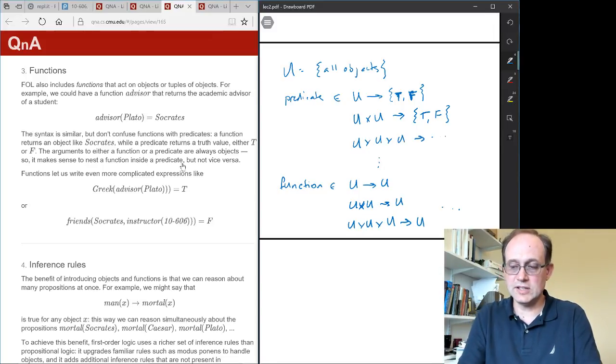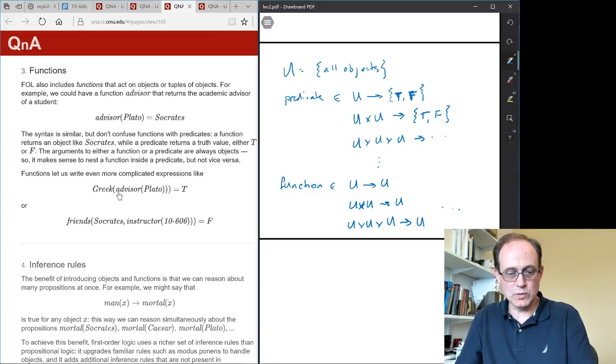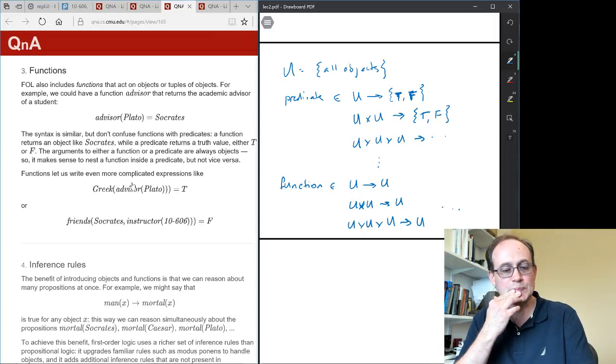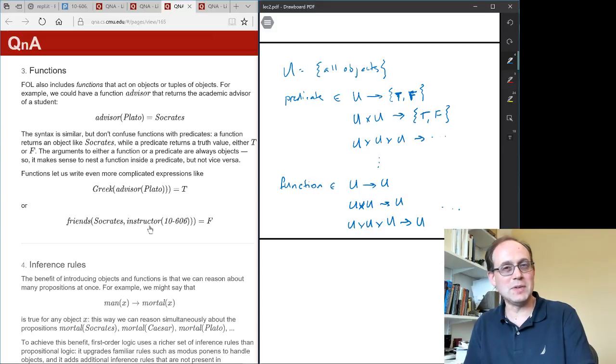Right? And functions let us say something like, the advisor of Plato was Socrates, which happens to actually be the case. Plato was a student of Socrates. And we can ask, was the advisor of Plato Greek, right? So we can have a function returning an object that then gets passed as an argument to a predicate. So we could ask, for example, whether Socrates was friends with the instructor of 10606, and unfortunately, no, I never met Socrates and never had a chance to become friends with him.